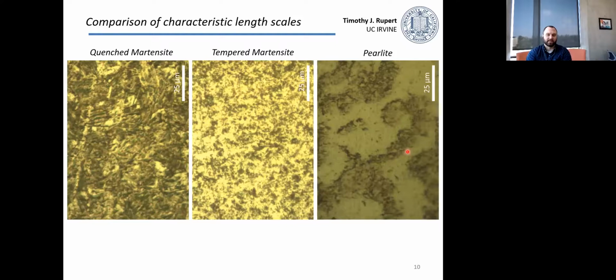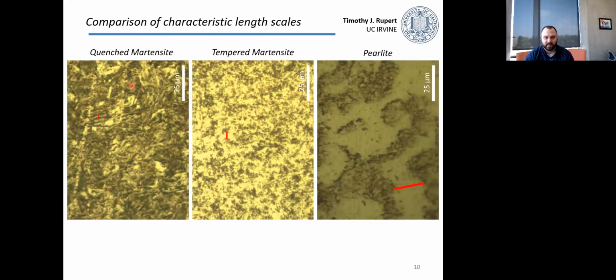Just to make that comparison a little bit more clear, if we go and take the 50x images for those three samples, I can put them right next to each other. I could go and do something really simple, like say, okay, these bright regions, these are those soft ferrite regions. What's the spacing between those in each case? And draw a little red line in each case.